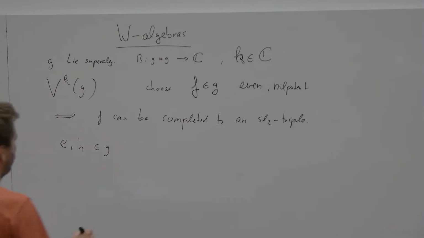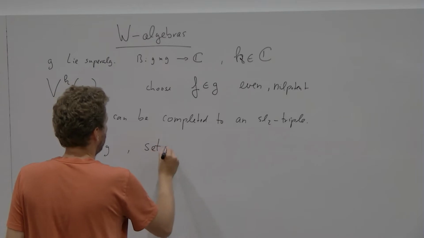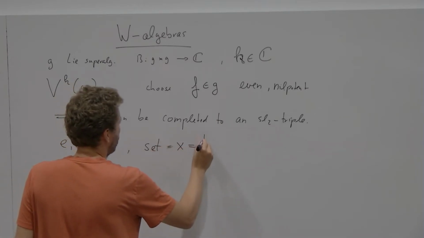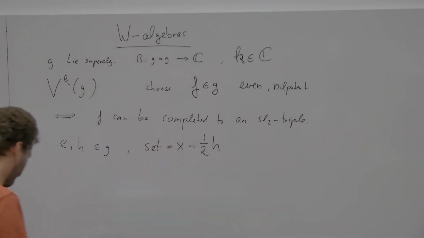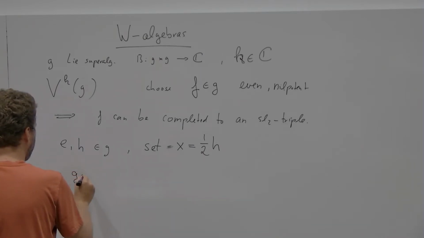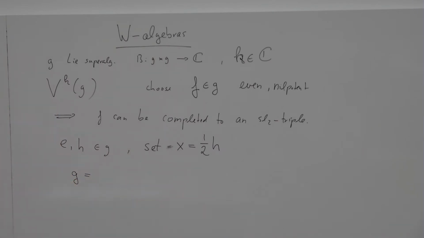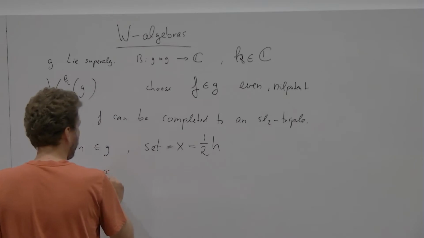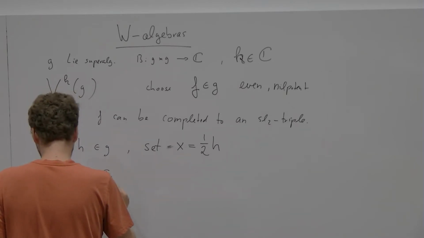Okay, and then one just normalizes differently than I used before. So let us set X to be 1/2 H. Now we introduce a little bit of notation. We have an SL2 subalgebra of G. G is a Lie superalgebra, of course a finite dimensional one. So in particular G is a finite dimensional module for SL2. So it's a sum of finite dimensional irreducible representations, and X acts semi-simply. So it's graded by X eigenvalue. And this normalization means it is half integer graded.